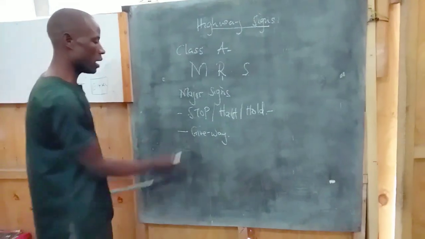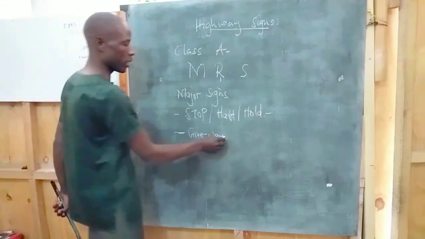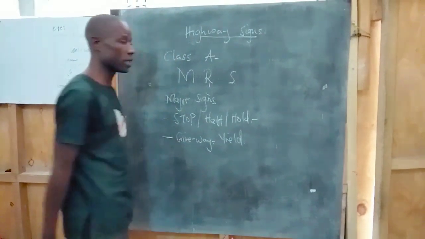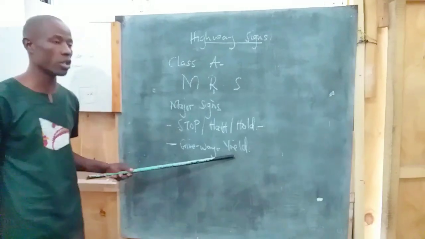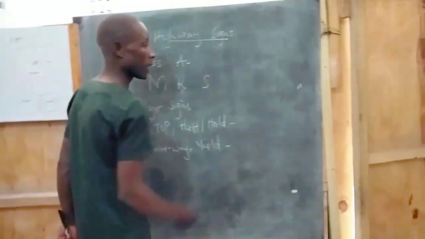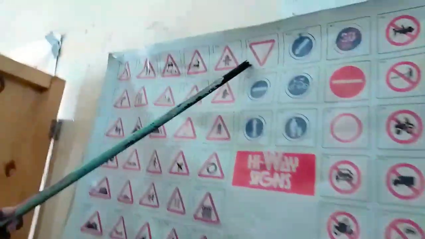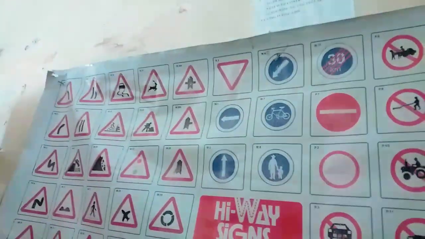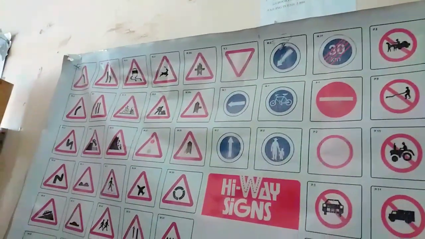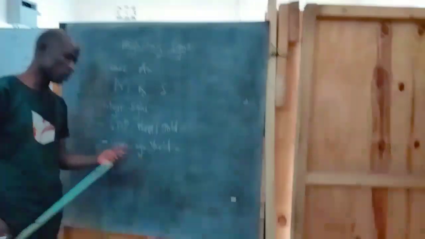And then we have the give way sign. The give way sign is also known as yield. Yield sign is the name that is mostly used in exams. It's red in color, triangular in shape with the apex facing downwards. That is a yield sign.